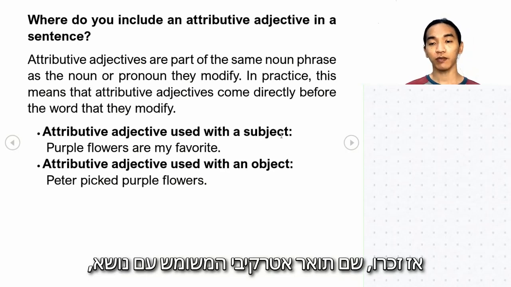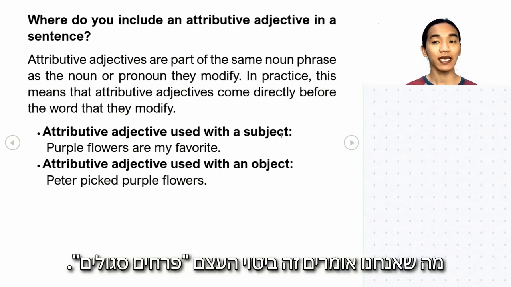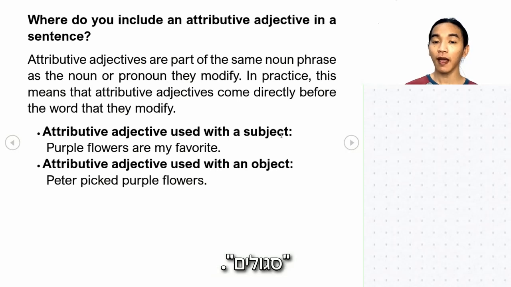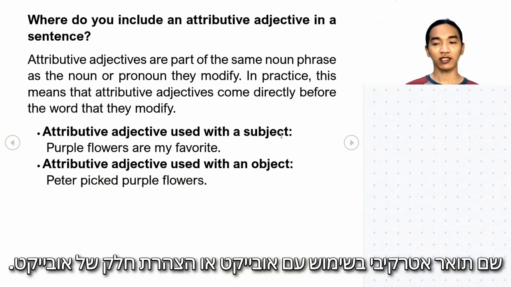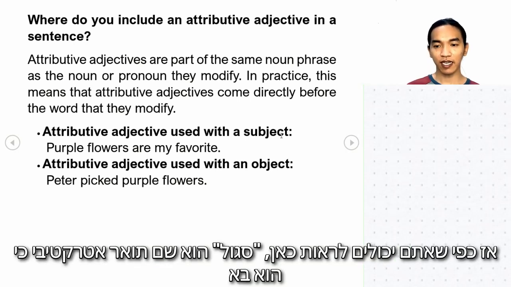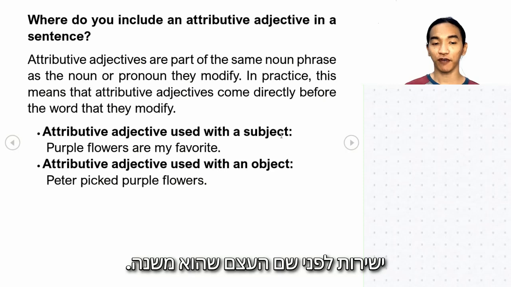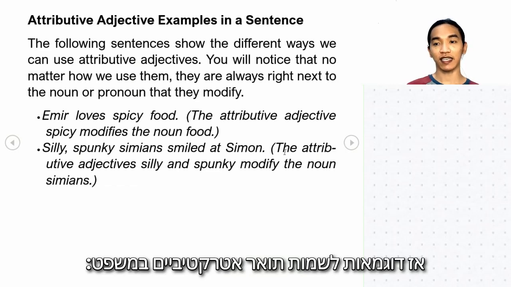So remember, an attributive adjective used with a subject can also be part of the subject, just like in the noun phrase, purple flowers. So what is the adjective here? Purple, attributive one. Purple flowers are my favorite. Next one, attributive adjective used with an object or predicate, part of an object. Peter picked what? Purple flowers. As you can see here, purple is an attributive adjective because it comes directly before the noun it modifies.